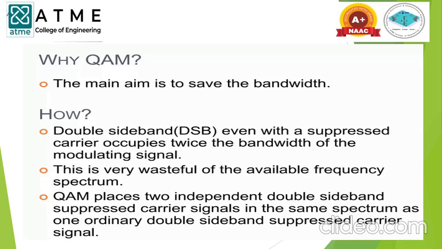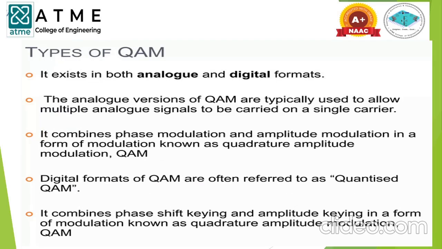Why QAM? The main aim is to save the bandwidth. How are we going to save the bandwidth? Double sideband, even with the suppressed carrier, occupies twice the bandwidth of the modulating signal. This is very wasteful of the available frequency spectrum. QAM places two independent double sideband suppressed carrier signals in the same spectrum as one ordinary double sideband suppressed carrier signal. Types of QAM: it exists in both analog and digital formats.